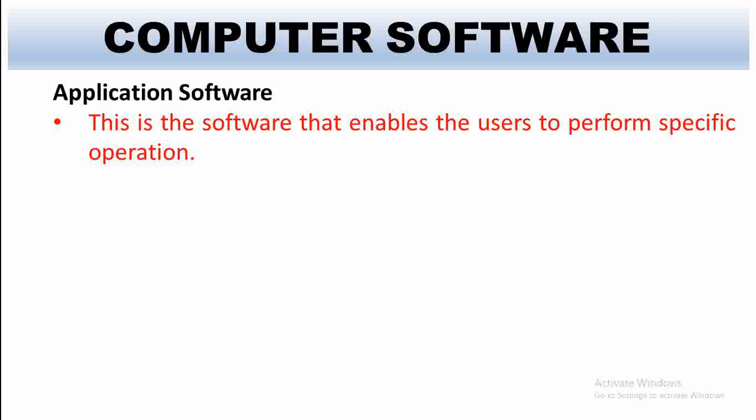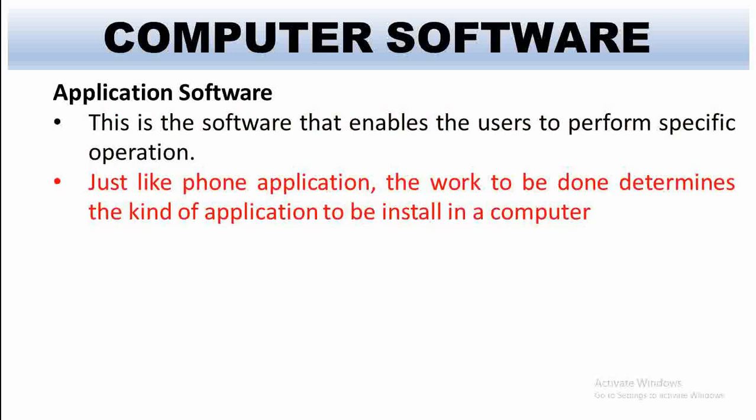Anything you want to do on the computer system, if you have work to do, if you want to type, there is an application required for that. That's the reason why we said application software enables the user to perform specific operations. So just like the phones, like I said earlier, the work to be done determines the kind of application to be installed in a computer system.